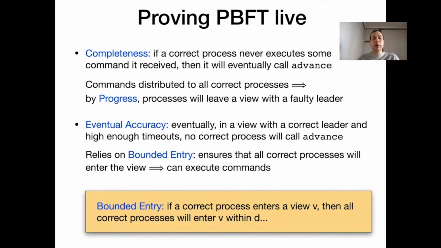So recall that this bounded entry property is the property that ensures that all processes enter a given view. And that's important here because this means that all processes enter the view. And so if the leader is correct, then it can actually do the voting and reach a decision. And so then no process will complain and call advance.